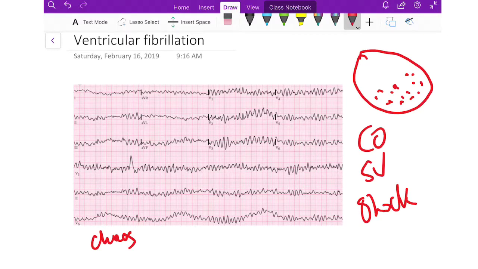So once you see that rhythm on any monitor or any EKG, you have to rush in, call the code team, and make sure you do early defibrillation as soon as possible. Now, if someone has VT and you leave them for a long time, they will degenerate into ventricular fibrillation. And that's why whenever you see VT, you have to act fast before it goes to VFib.